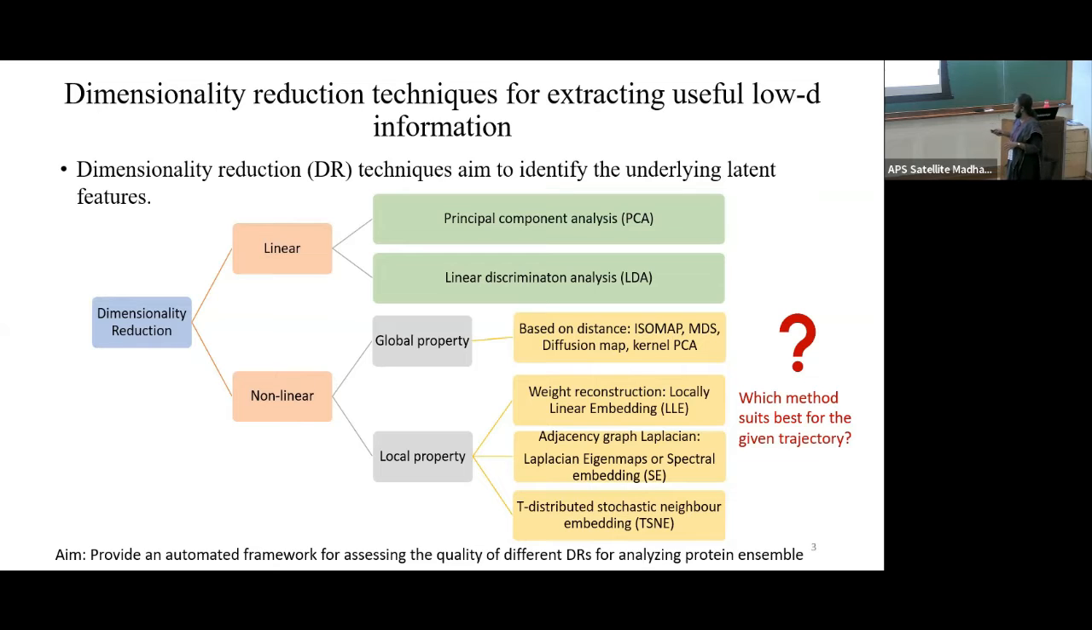But what I wanted to study here is, among these many different methods, when your high dimensional space to low dimensional transformation is merely a black box, how do you identify which method best suits for representing your underlying data? So how do you choose that? You need an automated framework that qualifies the method for representing your data.